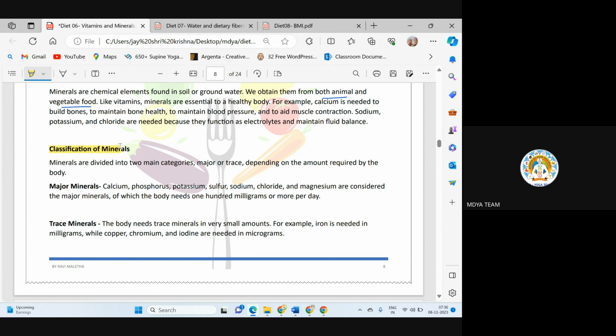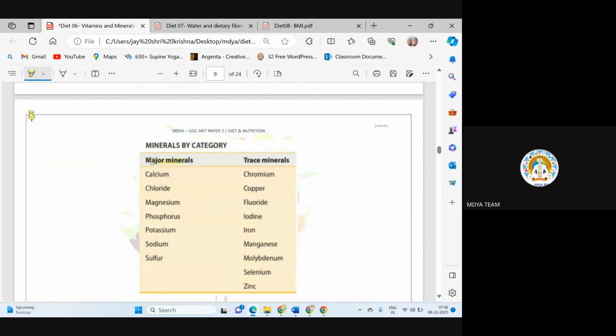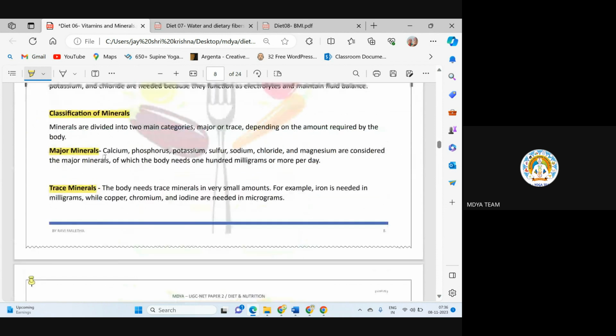Classification of minerals. Minerals are divided into two major categories. This is very much important. One are major minerals, one are trace minerals. And you have to remember the names of major minerals and names of trace minerals. First, I will explain what are major minerals and what are trace minerals.